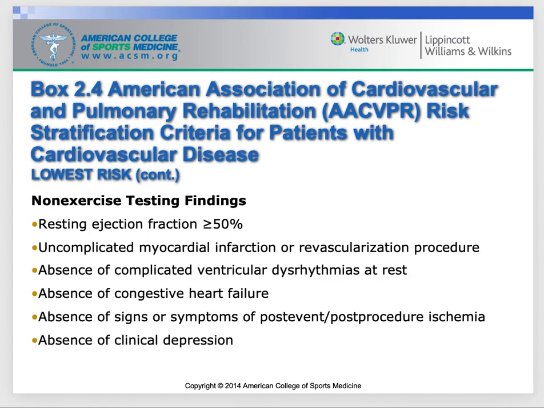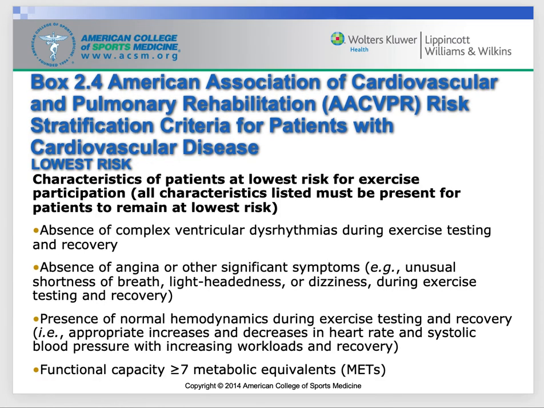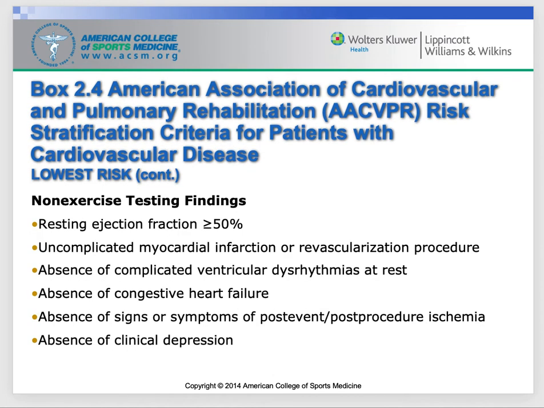And then non-exercise findings, these are things that would be in a patient's chart, would be ejection fraction is good, which is above 50. That's how much blood, cardiac output's coming out of that ventricle. You have an uncomplicated MI, so someone had a heart attack but no complications, no complications with the revascularization, the stent, or the open heart. They have no congestive heart failure. They have no irregular dysrhythmias. They have no signs or symptoms of ischemia, right, like a blood flow, and they don't have depression. So either of these two slides, this slide or this slide, is low risk.